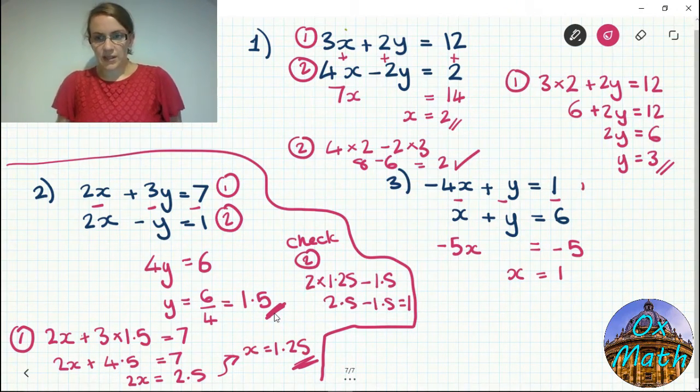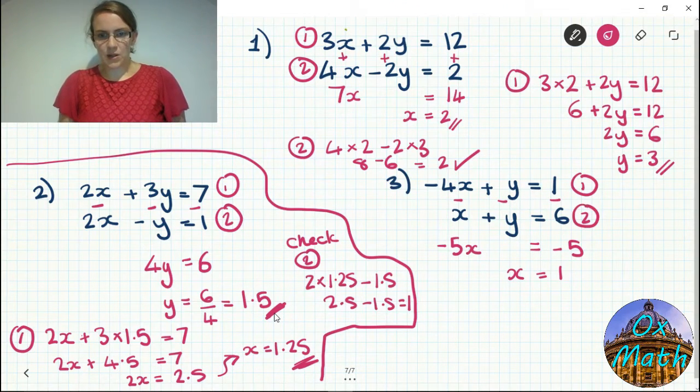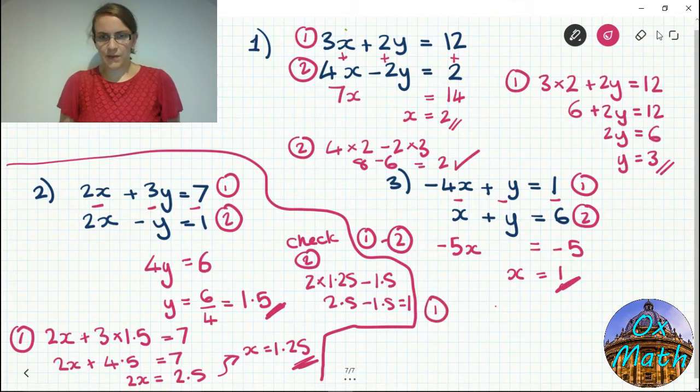We could have actually done it the other way round here. We did equation 1 take away 2. If you wanted to keep things positive, you could have instead done equation 2 take away equation 1. You would have ended up at the same answer. So now we've found x to be 1, let's use equation 1 to find y.